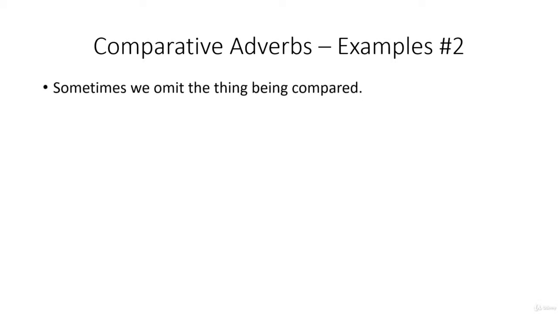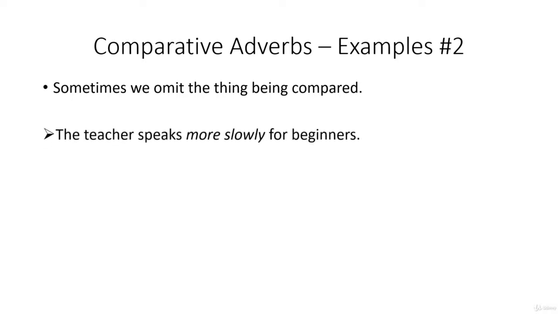And we do sometimes omit the thing that's being compared if it's clear what we're talking about. The teacher speaks more slowly for beginners. Now the thing that's being compared here is fairly clear, and it's the way the teacher speaks for non-beginner students.